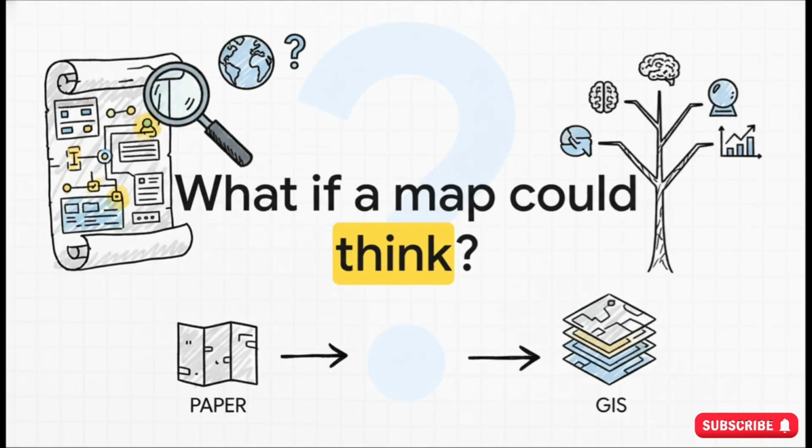But to really get a handle on this, let's start with a crazy question. What if a map could think? What if it wasn't just a flat picture of the world, but a tool that could actually understand it? A map that could analyze, ask questions, and maybe even predict what's next. Well, that is the giant leap from paper to GIS.